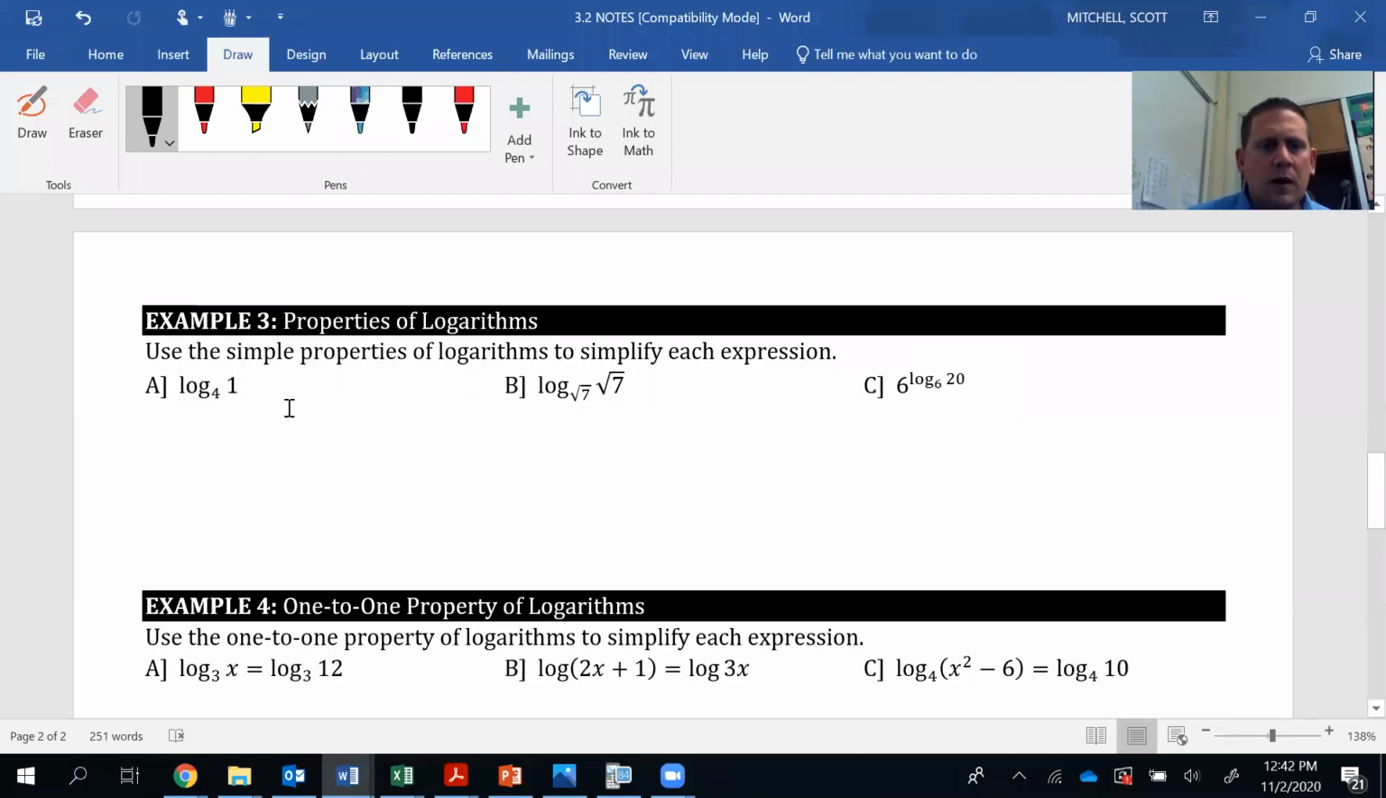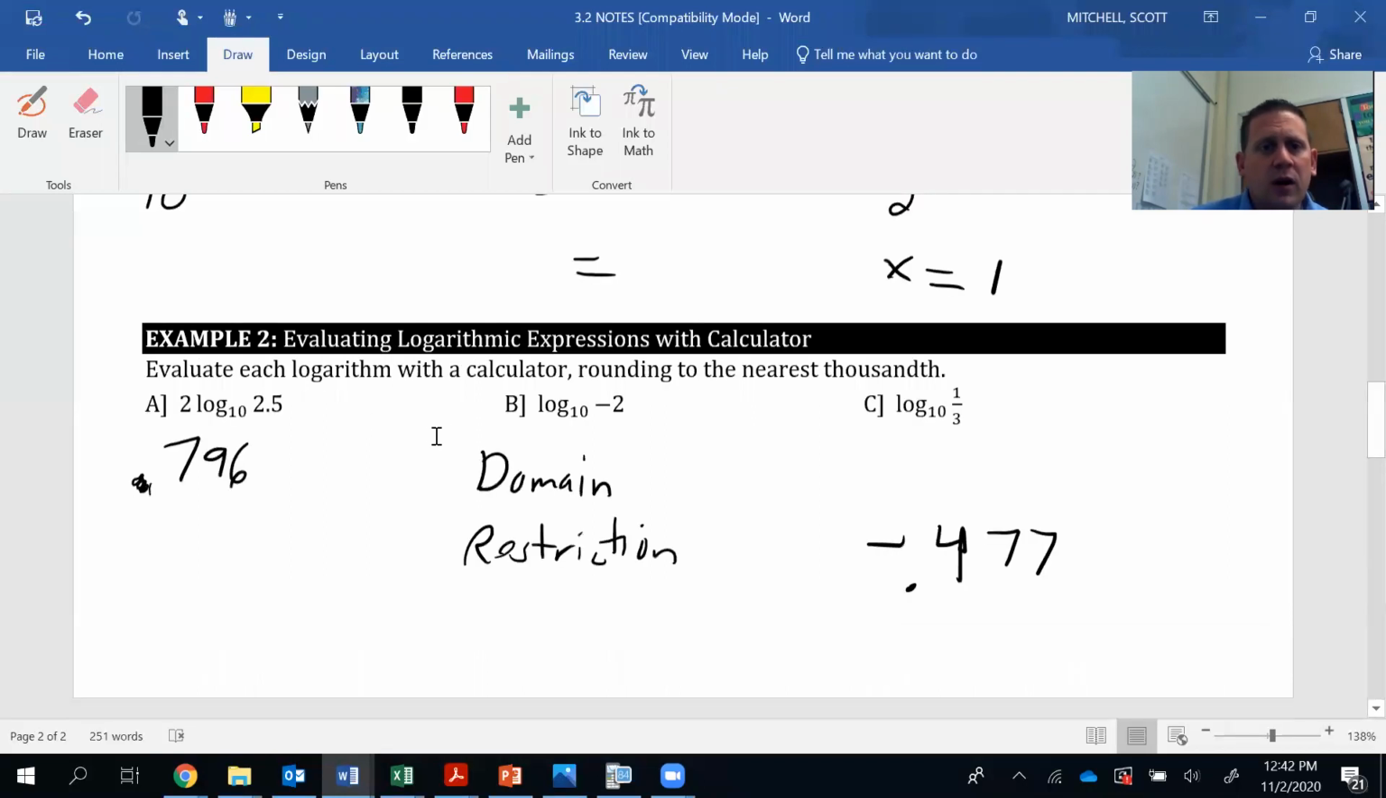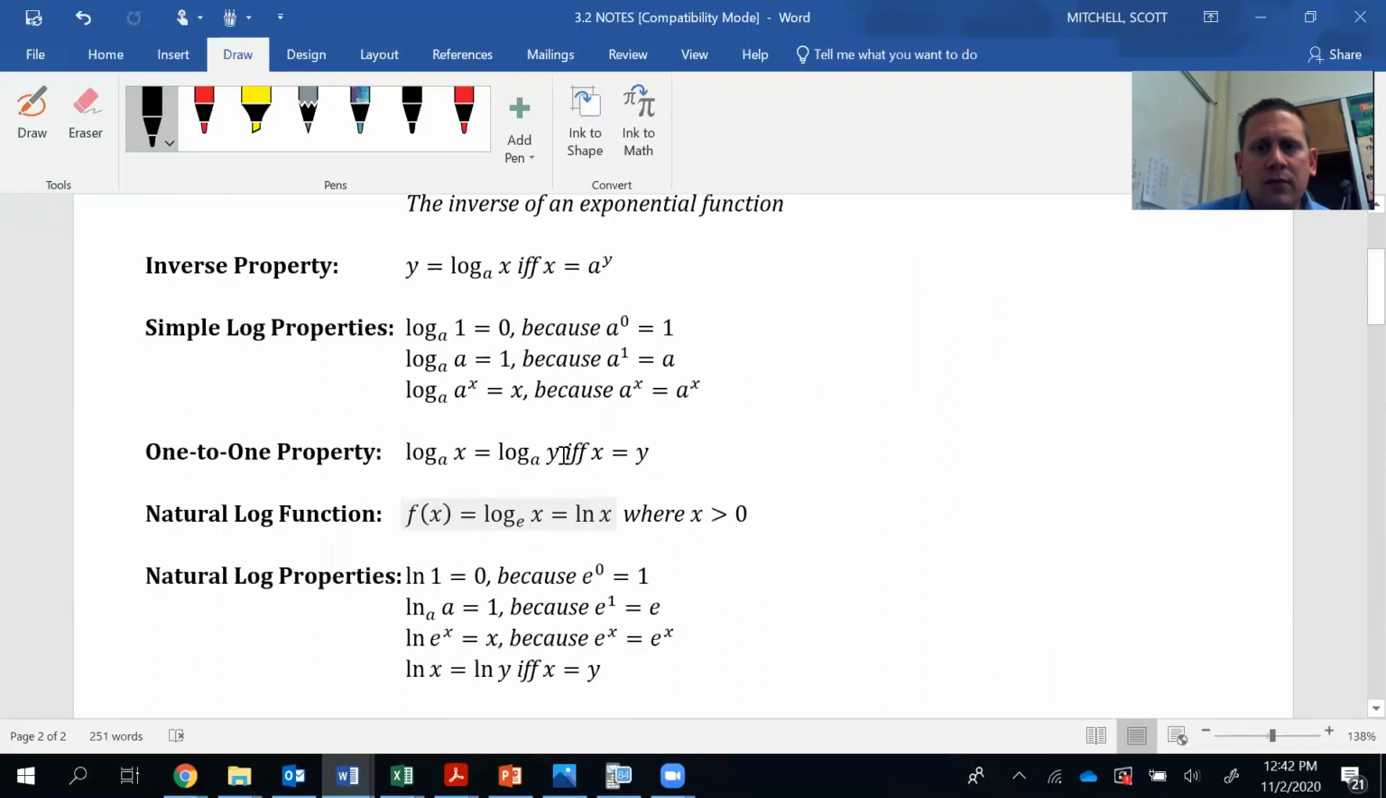Use simple properties of logarithms to simplify each expression. So we want to try to simplify these logarithms by using some of our properties from up above.